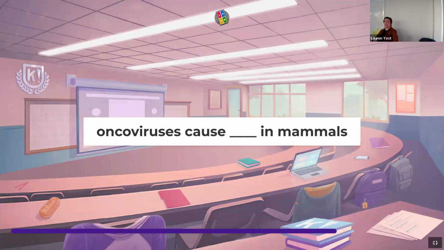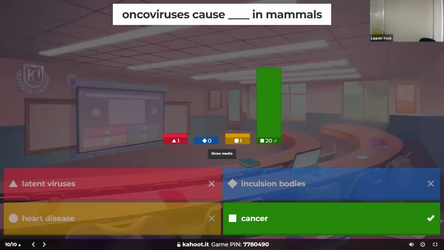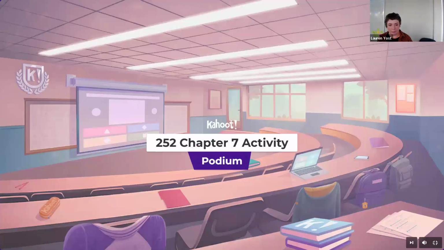All right, oncoviruses can cause blank in mammals. Most of us know this one. Yes, it is exactly like oncology. Onco, what's it mean? Cancer, exactly. So tumors, cancer, anything where our cells are growing unchecked.